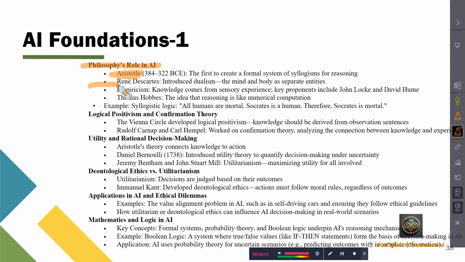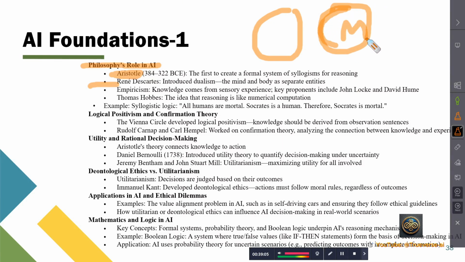René Descartes is another one. He introduced dualism, the concept that mind and body are separate entities. This idea raised a fundamental question about whether machines could possess a mind. Dualism means that in each human, the mind and body, the soul and mind, are connected together, but René Descartes said this is a separate entity, that each one is a separate entity.